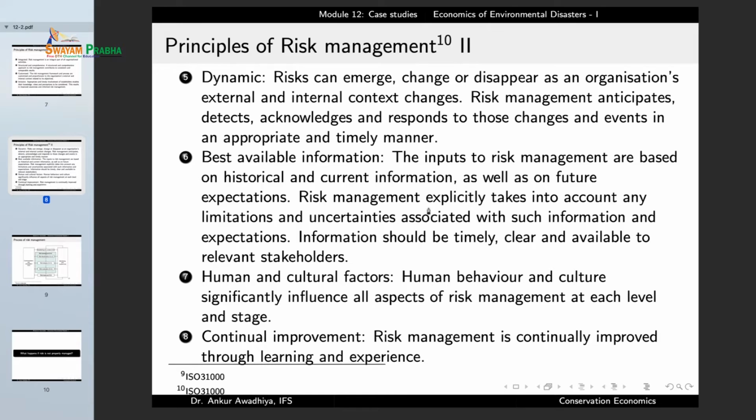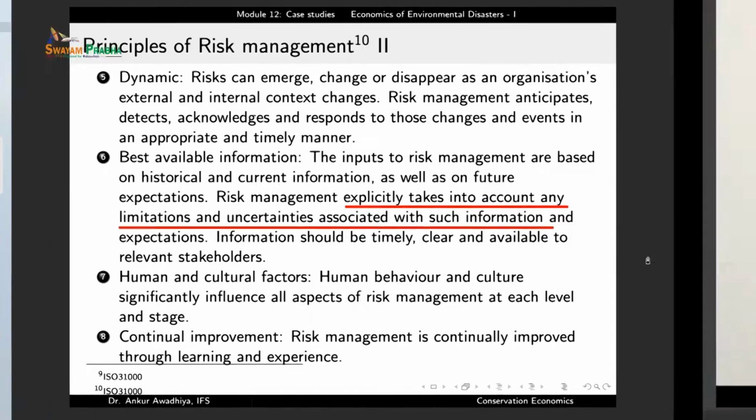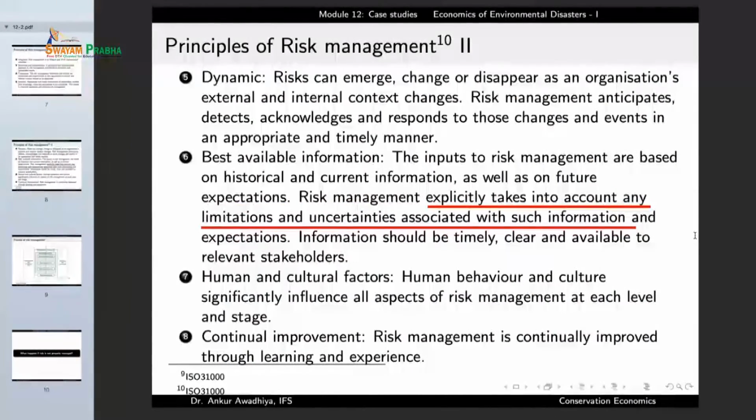So, when we say that it explicitly takes into account any limitations and uncertainties associated with such information, what we are saying is that if you do not know how fast the town is going to expand or how soon people are going to come near your industry, then you have to acknowledge this risk and work on a precautionary principle approach, which means that if there is, say, a 10% probability that people would have reached your industry, then the precautionary approach would say let us assume that this 10% probability is going to happen, and let us make all the arrangements. So, because risk management is based on the best available information, you have to incorporate any limitations that you are facing.